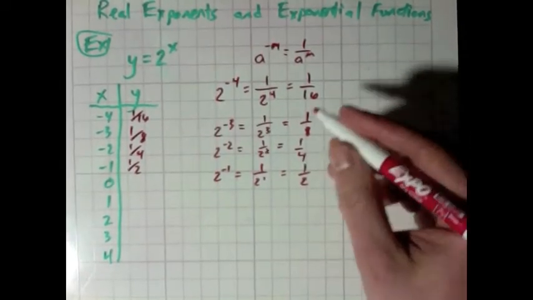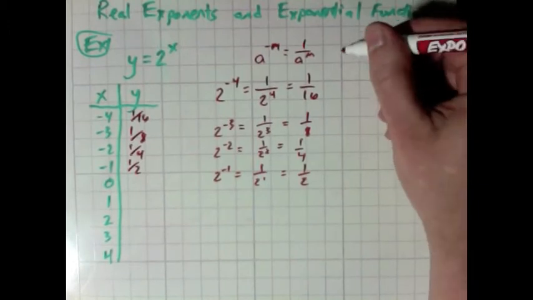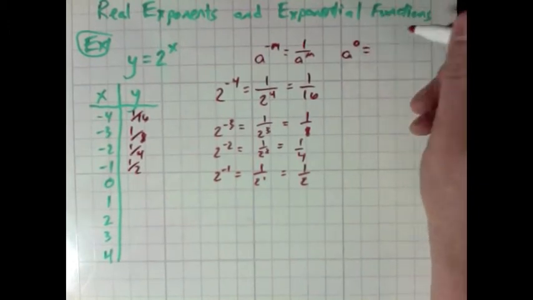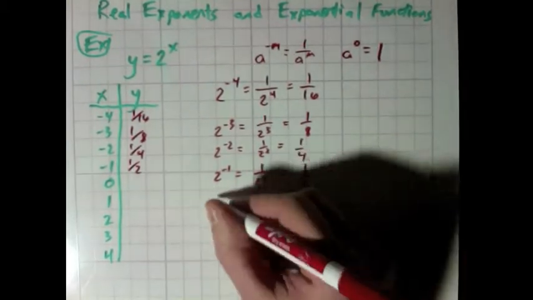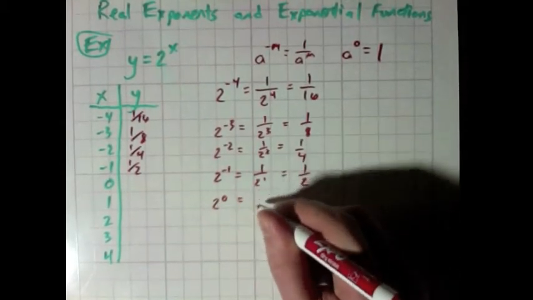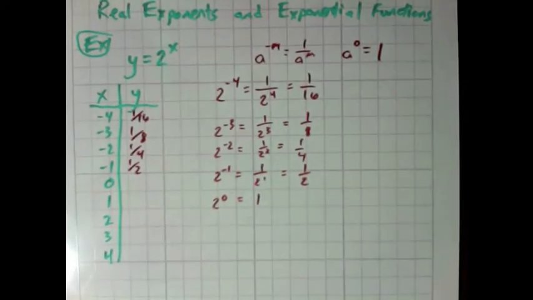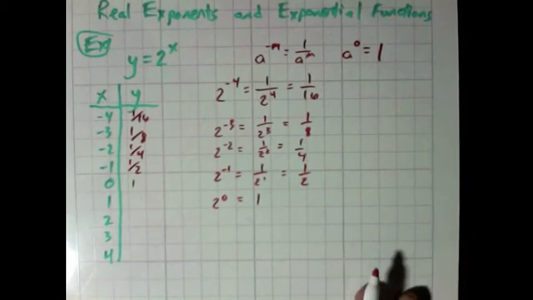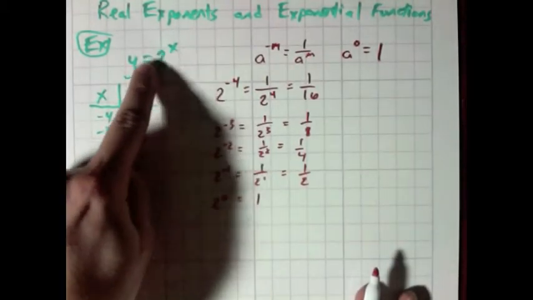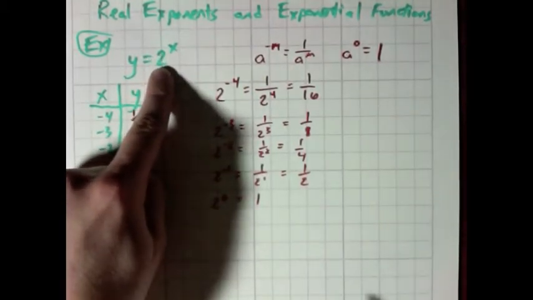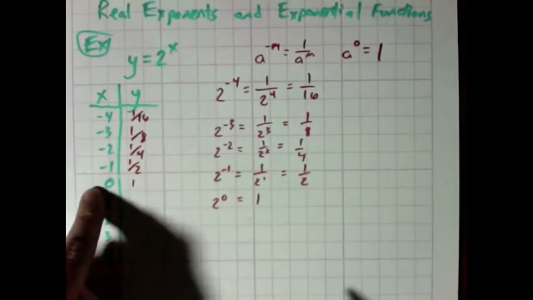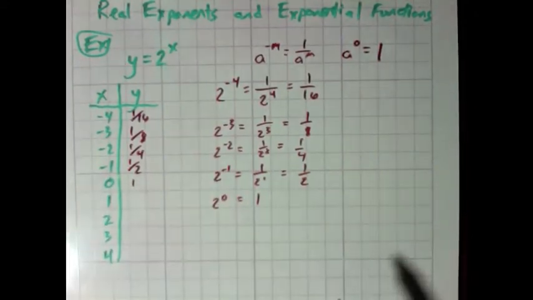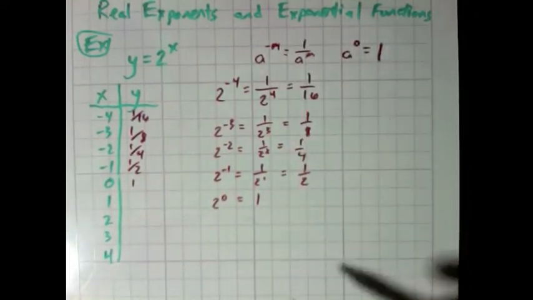Recall that anything raised to the 0th power, another property that we have to remember, a to the 0 is equal to 1, no matter what the value of a is. So 2 to the 0th power, following suit, will also be 1. And as a matter of fact, any of our exponential functions, no matter what the base is, it could be any number, will always have a y-coordinate of 1 when the x-coordinate is 0. So that's one of the common traits of the exponential function family.